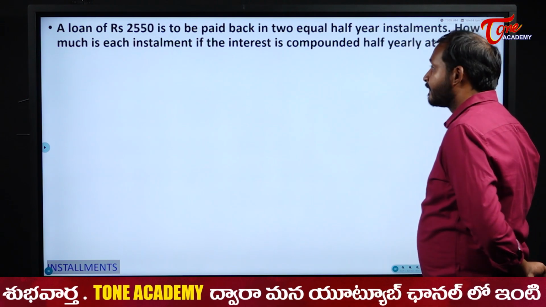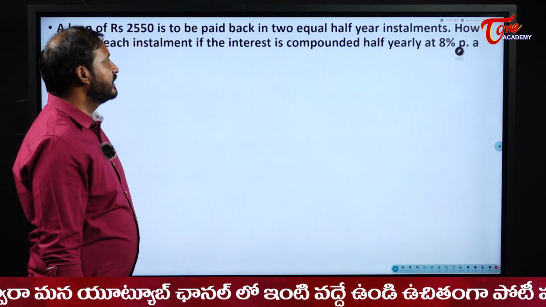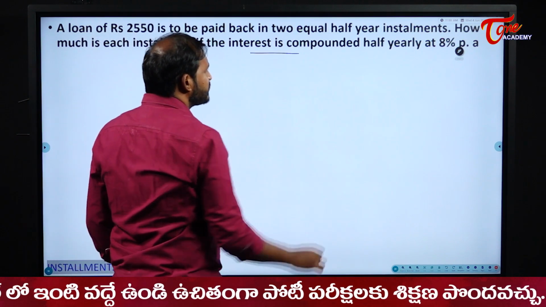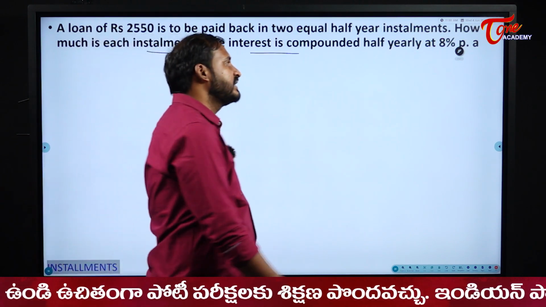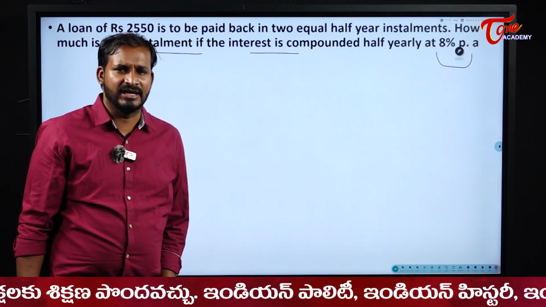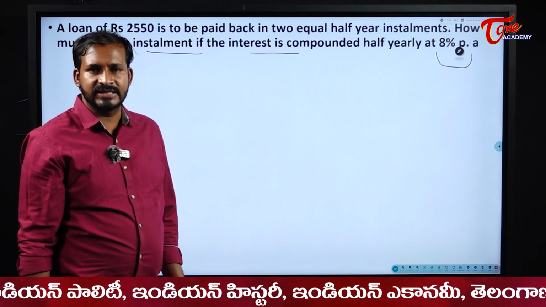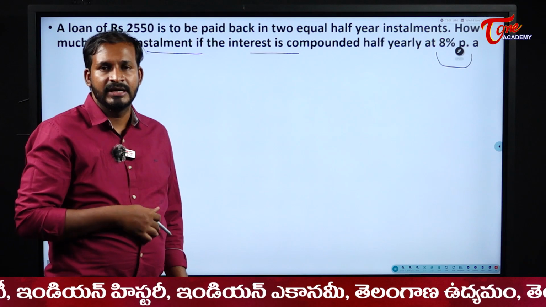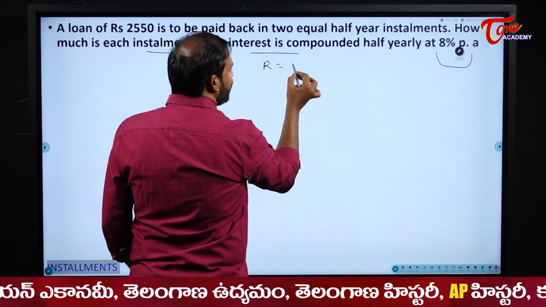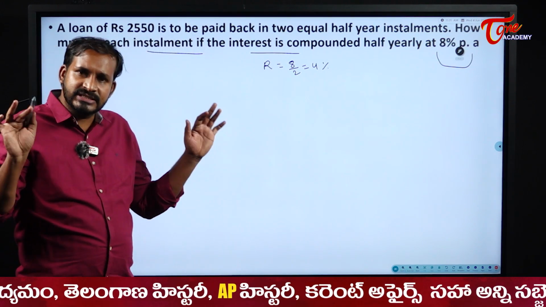Next one. A loan of 2,550 is to be paid back in 2 equal half-yearly installments. How much is each installment if the interest is compounded half-yearly at 8% rate of interest? The same concept, right, students? But it is half-yearly. That means in 1 year, 2 equal half-yearly installments. In 1 year, what is the interest you need to pay? 8%. For half year, it will become 4%, as we have already done in our previous videos. That is the only difference, and the entire process remains the same.